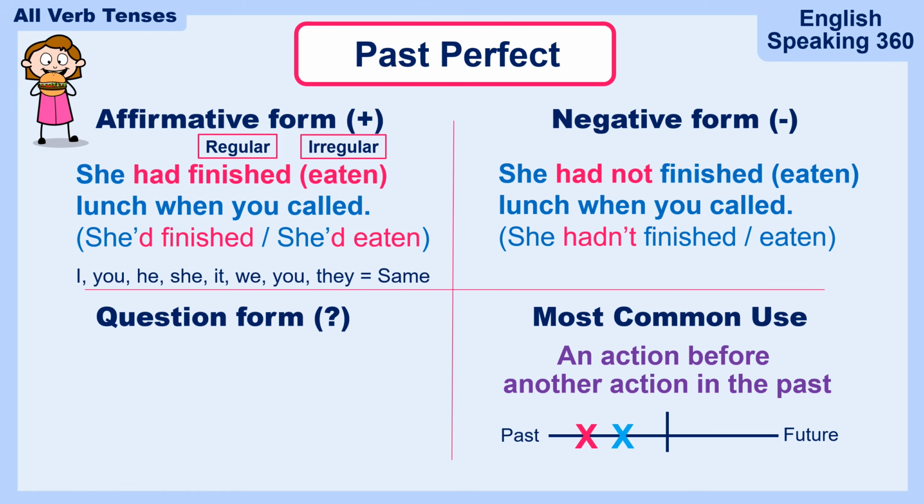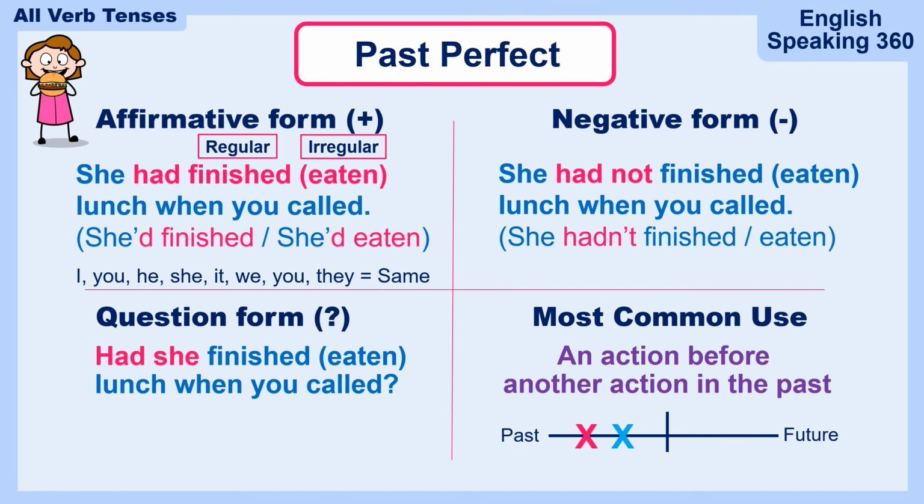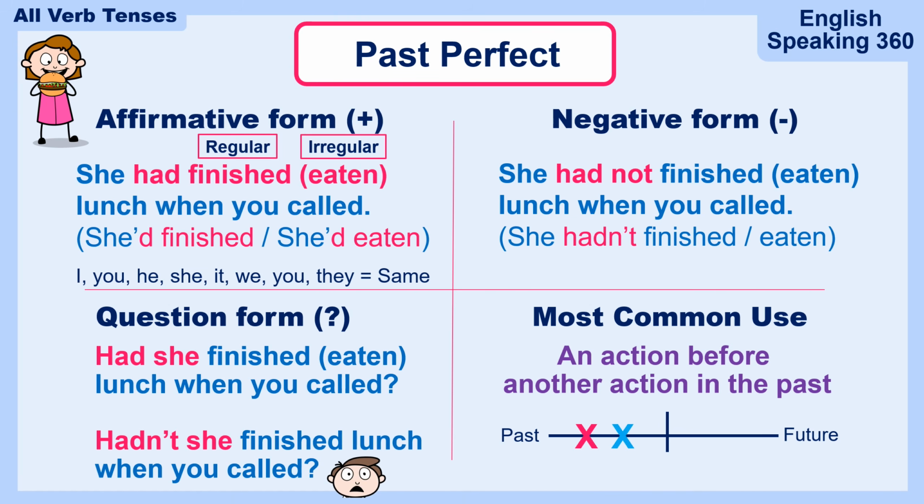How about the question form? Had she finished lunch when you called? Had she eaten lunch when you called? And just like before, you can make the negative question. Hadn't she finished lunch when you called? It's a little strange. I was expecting her to be finished, but she was not finished? It's very strange. What's wrong with her? One more time, you can add a question word in front and it makes very good information questions.